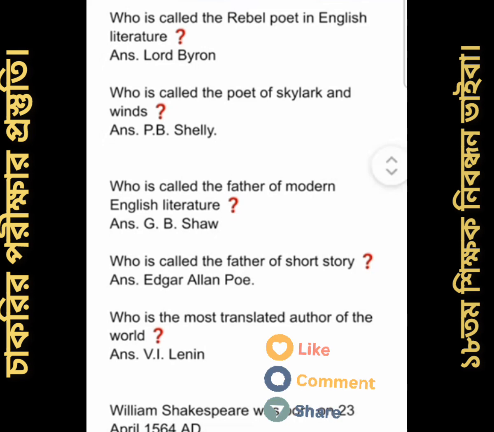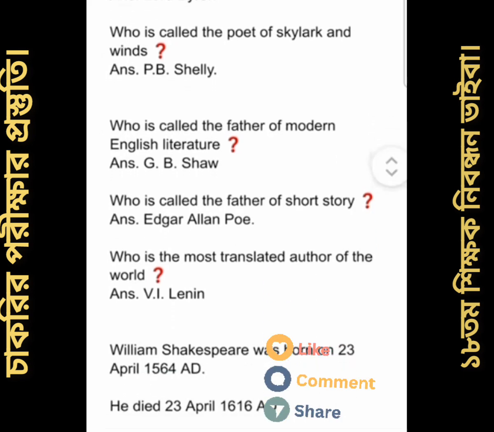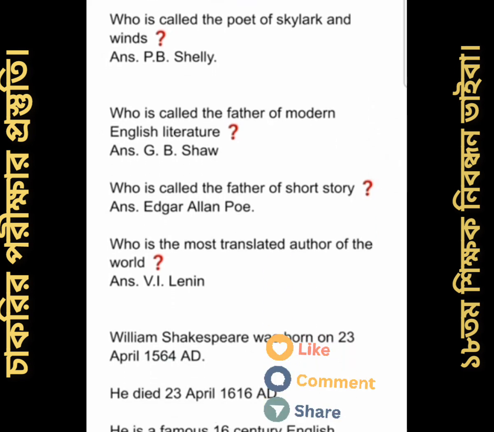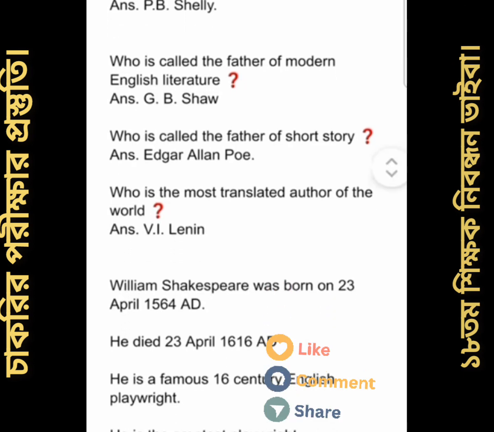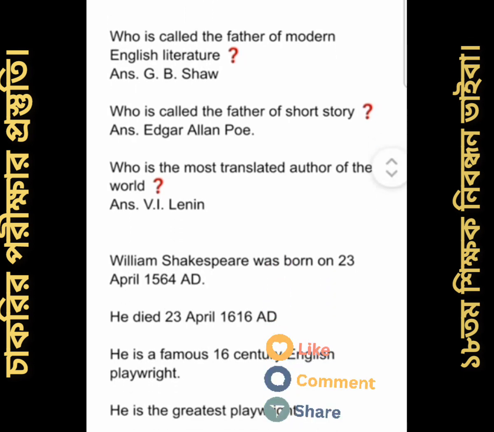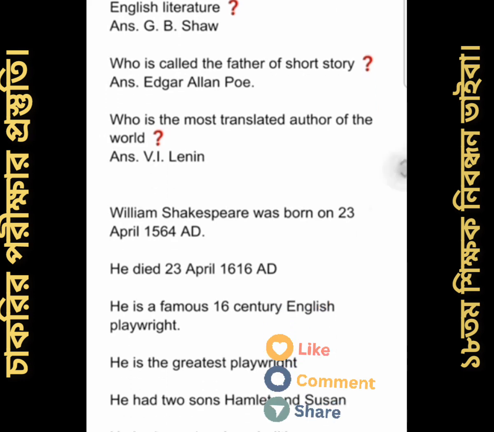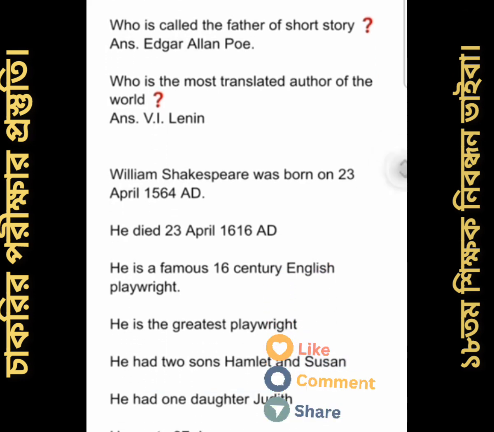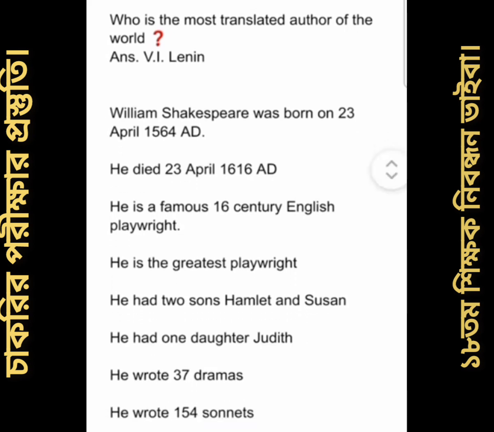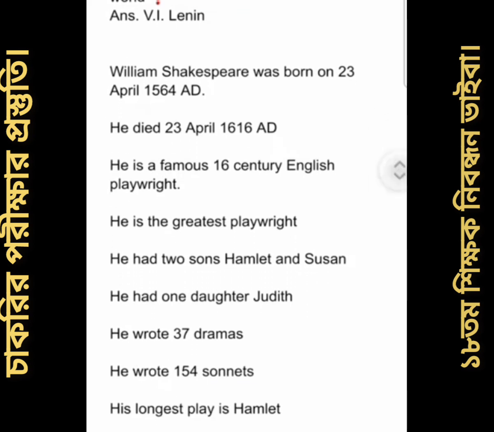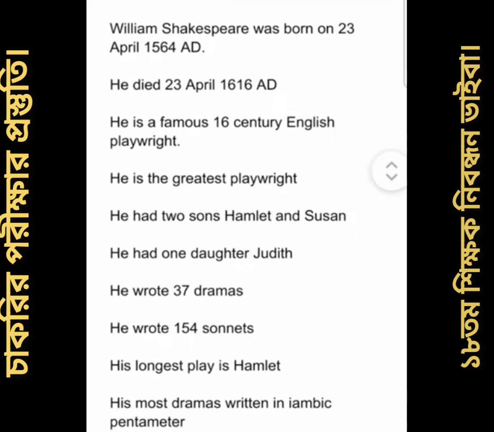Who is called the poet of beauty? John Keats. Who is called the rival poet in English literature? Lord Byron. Who is called the poet of skylark? P.B. Shelley. Who is called the father of modern English literature? George Bernard Shaw. Who is called the father of short story? Edgar Allan Poe. Who is the most translated author of the world? V.I. Lenin.